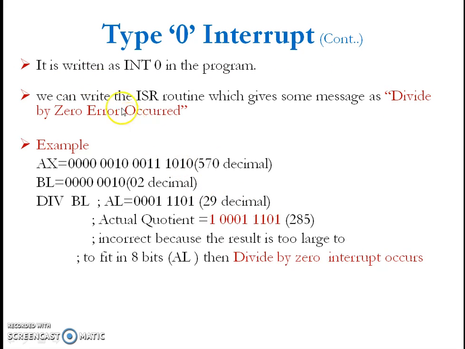Here is a numerical example: 570 is loaded in the AX register and 02 is loaded in the BL register. After execution of the div BL instruction, if we examine the AL contents, 29, we can observe that the actual quotient value obtained if you divide 570 by 2 is 285. But the result register, that is the quotient register, is too small to accommodate this 285, thereby a divide by 0 interrupt occurs for this 16-bit by 8-bit division operation.